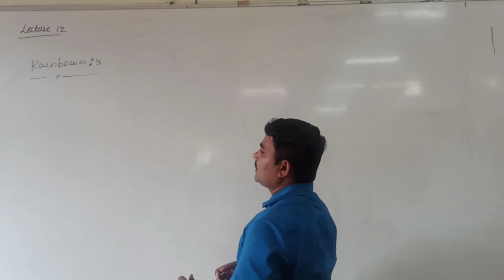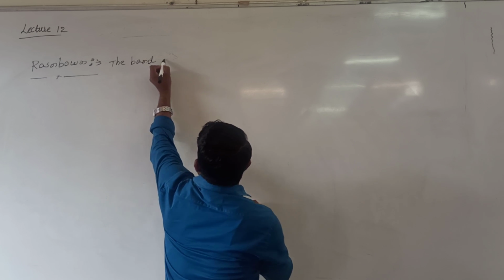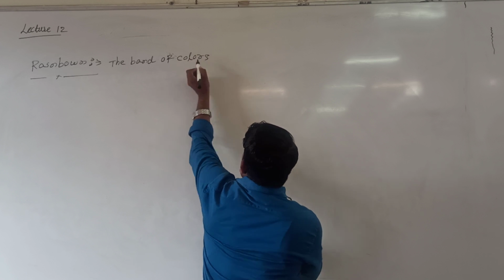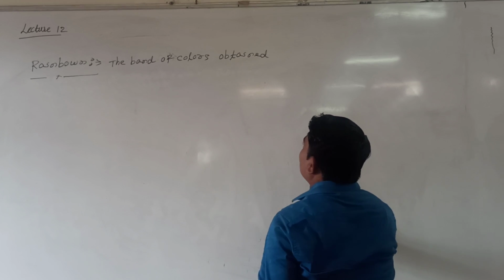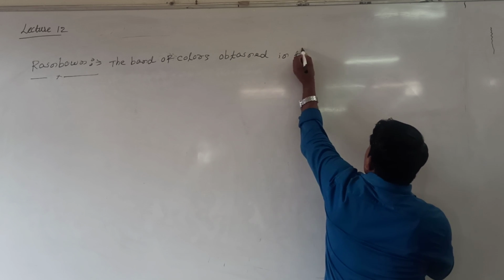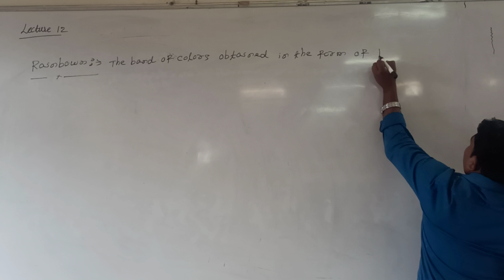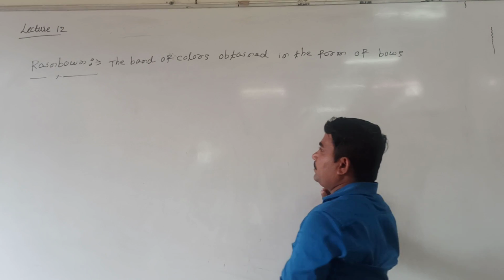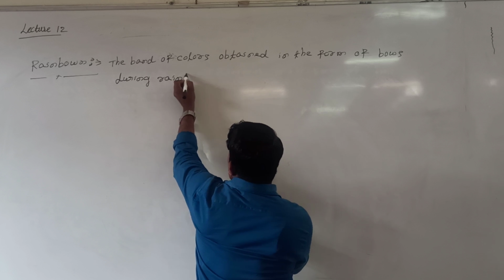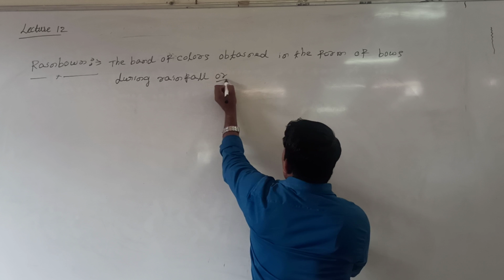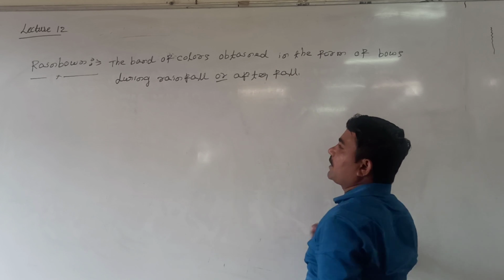I can define rainbow like this. The optical phenomenon or the band of colors obtained in the form of bows during rainfall or after rainfall. This we are calling rainbow.